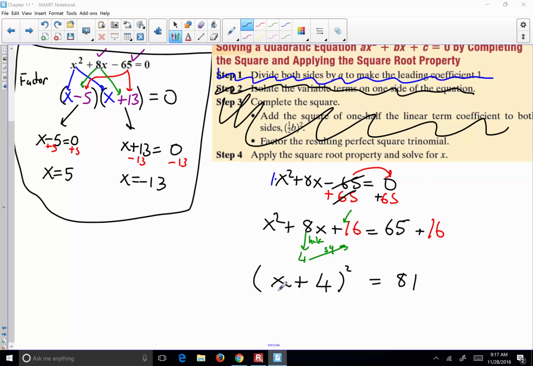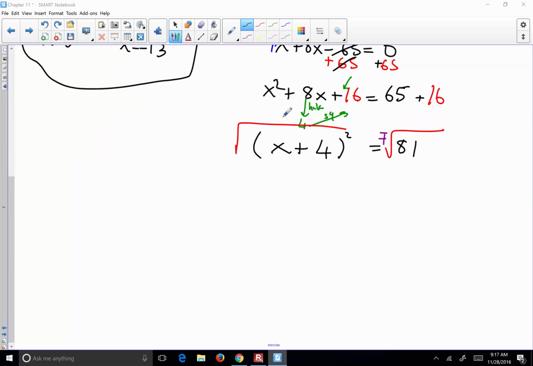Step 4, apply the square root property. What is the square root property? It basically says take the square root of both sides. But when you do that, you put a plus and minus option on the right side, and you will split this equation into 2 cases. Case 1, the positive option. Case 2, the negative option.